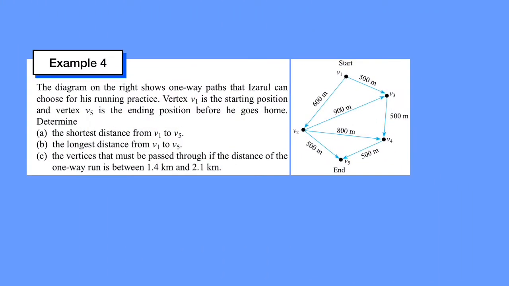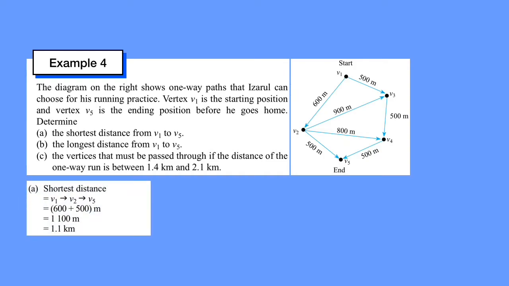Let's look at this example. The diagram on the right shows one-way paths that Izaro can choose for his running practice. Vertex V1 is the starting position and vertex V5 is the ending position before he goes home. Determine the shortest distance from V1 to V5, the longest distance from V1 to V5, and the vertices that must be passed through if the distance of the one-way run is between 1.4 kilometers and 2.1 kilometers.